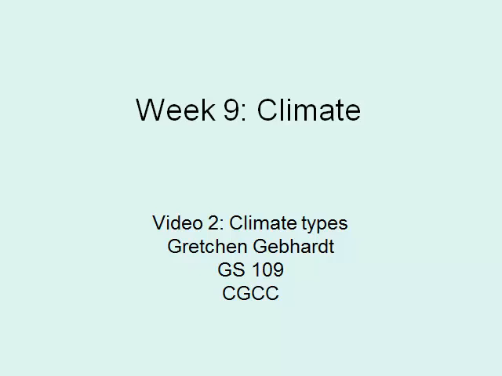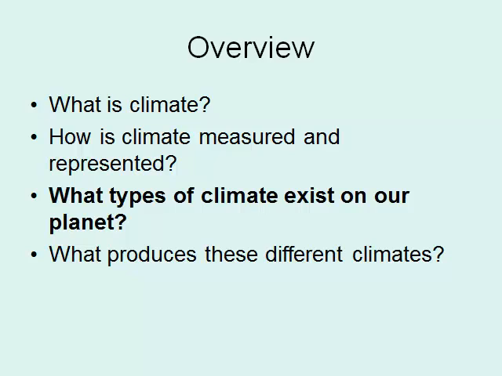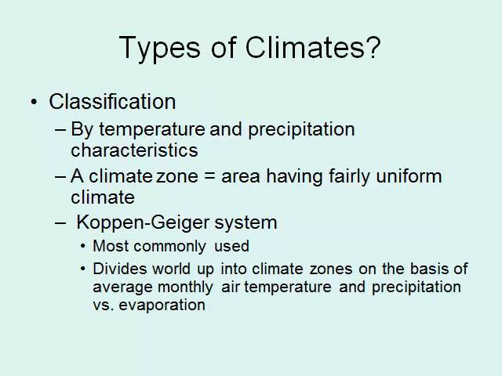Welcome back to week 9, and in video 2 we are going to get into the details of the types of climate zones that exist on our planet. So how do we classify these different climates? Well, it's based mostly on temperature and precipitation characteristics. A climate zone is an area having fairly uniform climate, so similar temperature averages, similar precipitation.